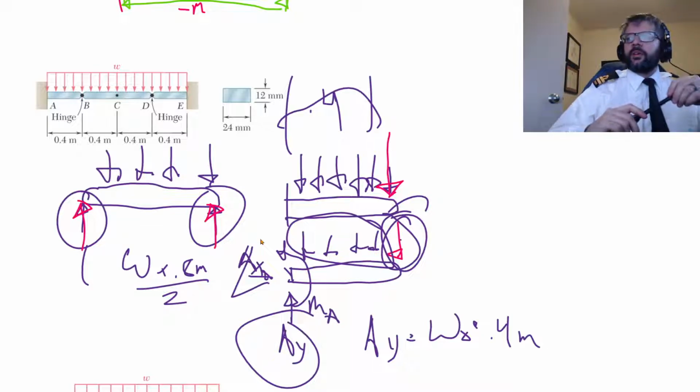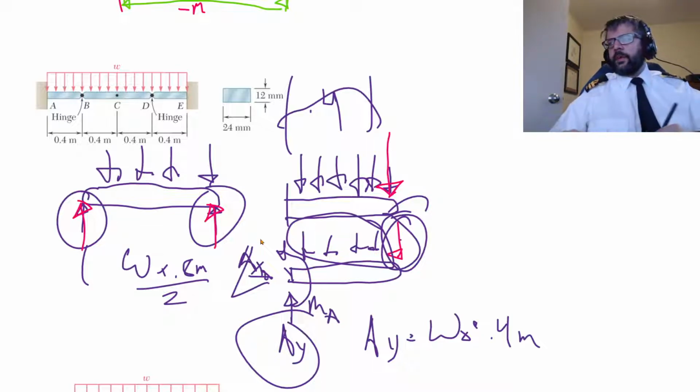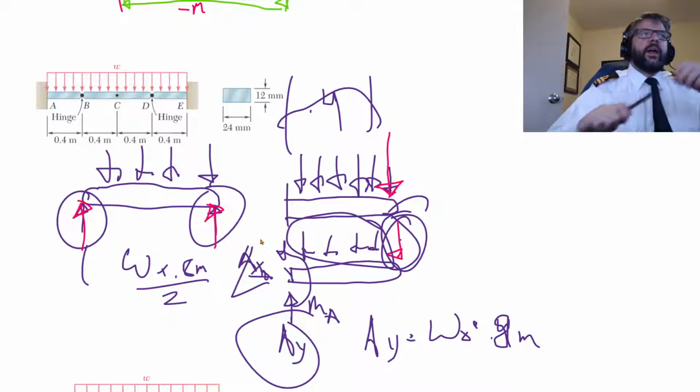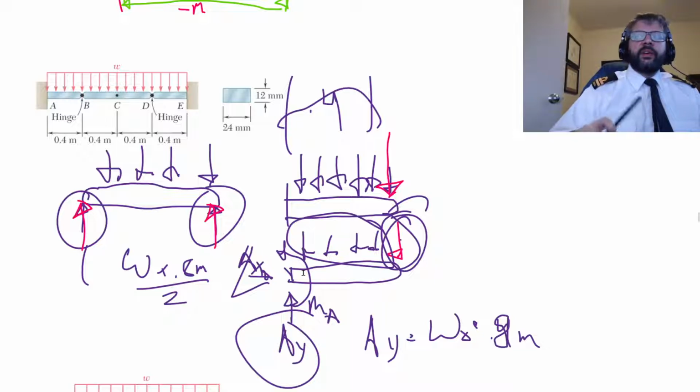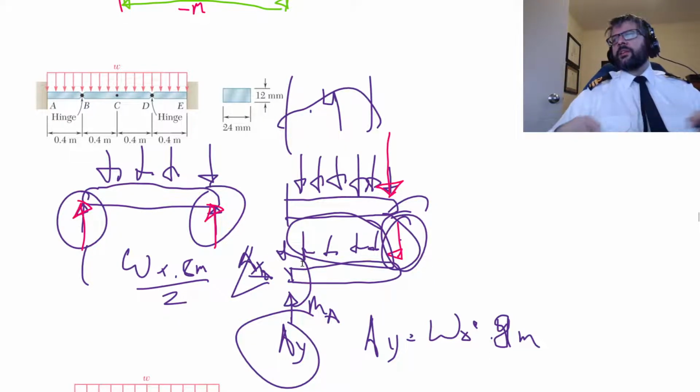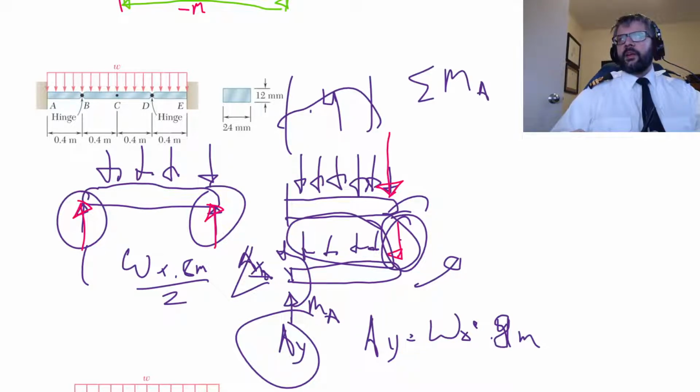Because if we take the entire W naught and multiply it out over the 0.8 meters, it adds up the 2 0.4s, and we get to 0.8. It's still symmetrical, so evenly distributed. We still don't know what our MA is, and we wouldn't have been able to tell at a glance. So for our MA, we need to sum the moments at A, equal to 0.